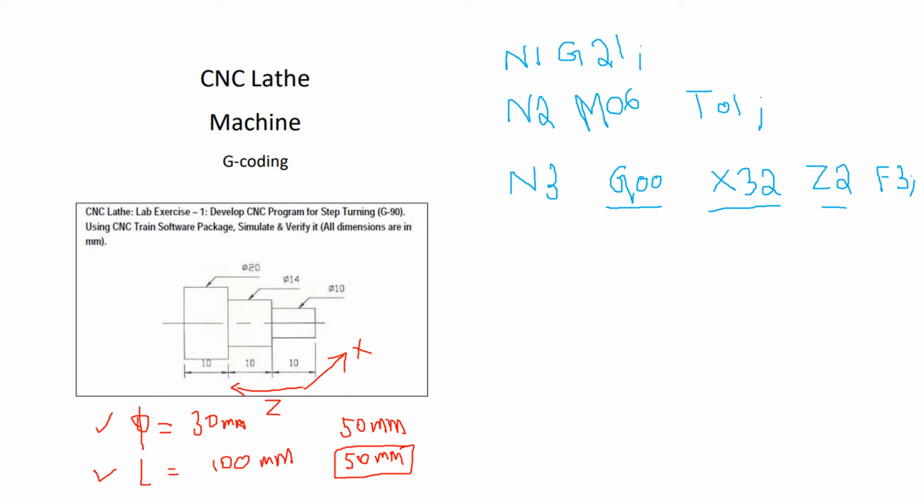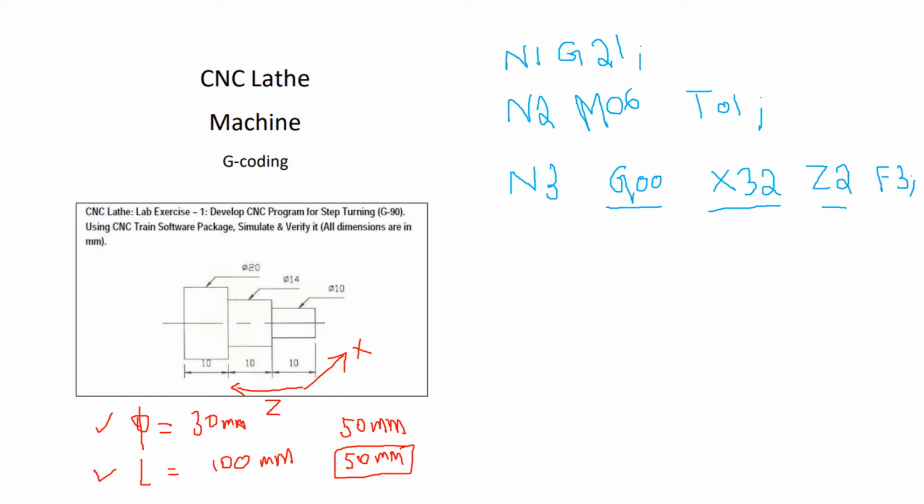Let's say for example this is our origin. When I'm saying X32, it's going somewhere above the workpiece. And I also said Z2, so it's away from my 00, somewhere here, and I have specified the feed rate.